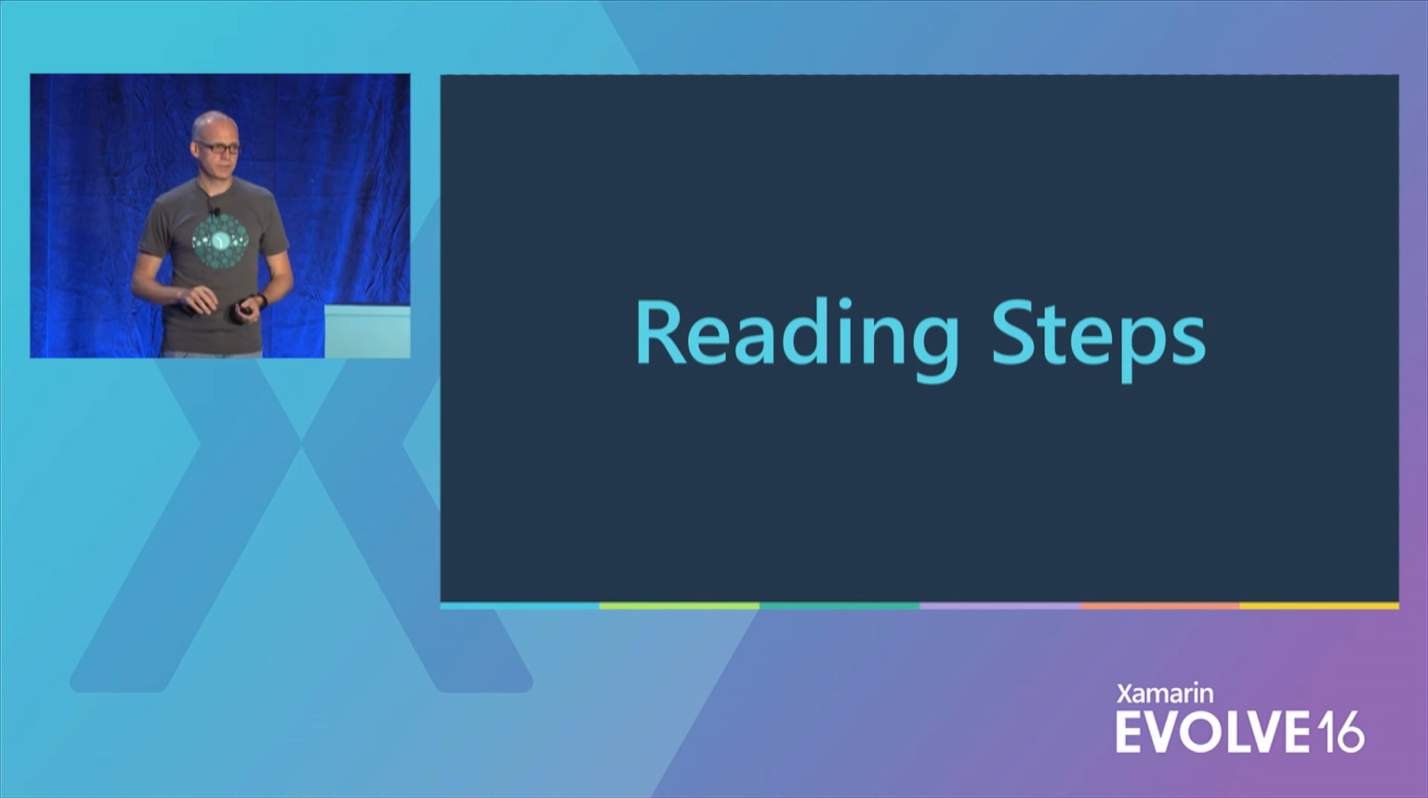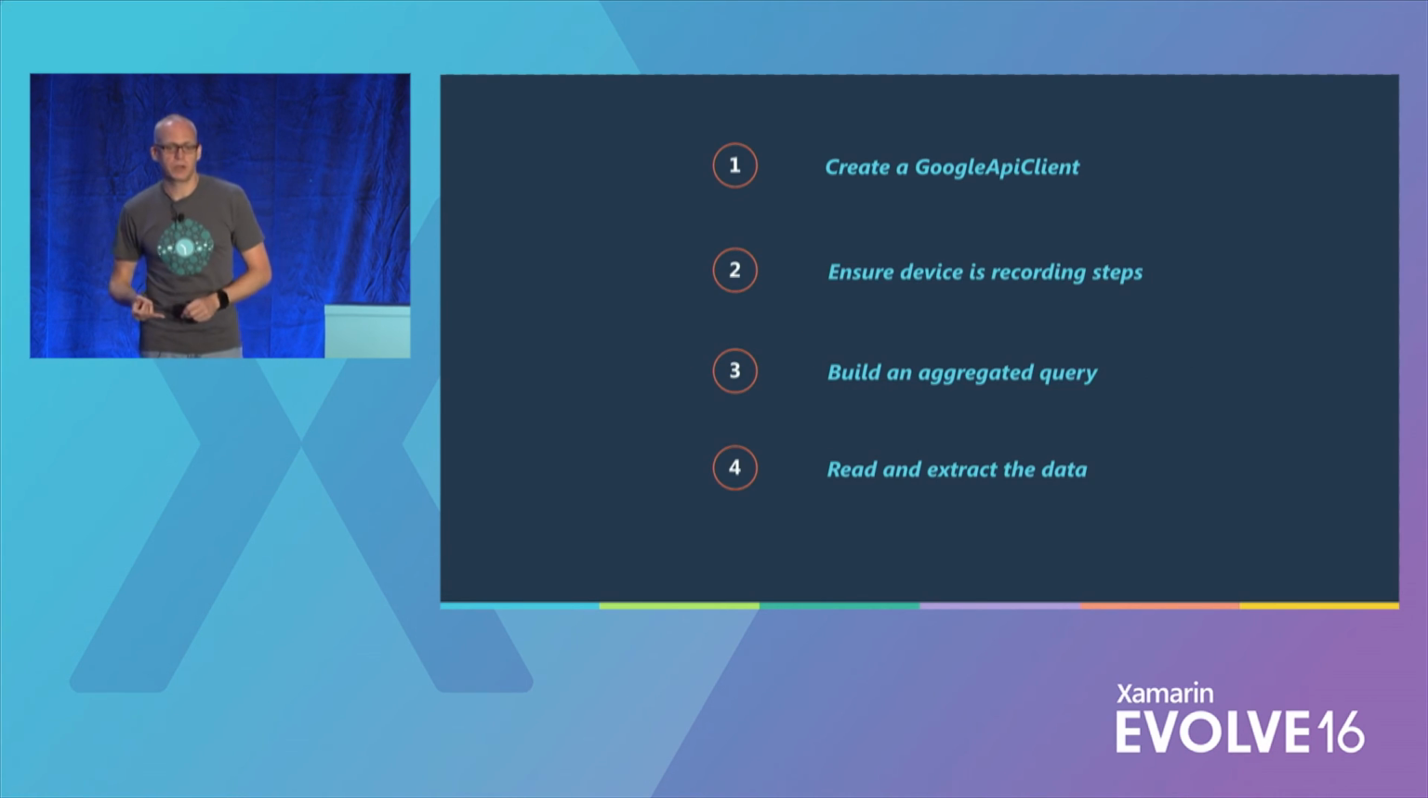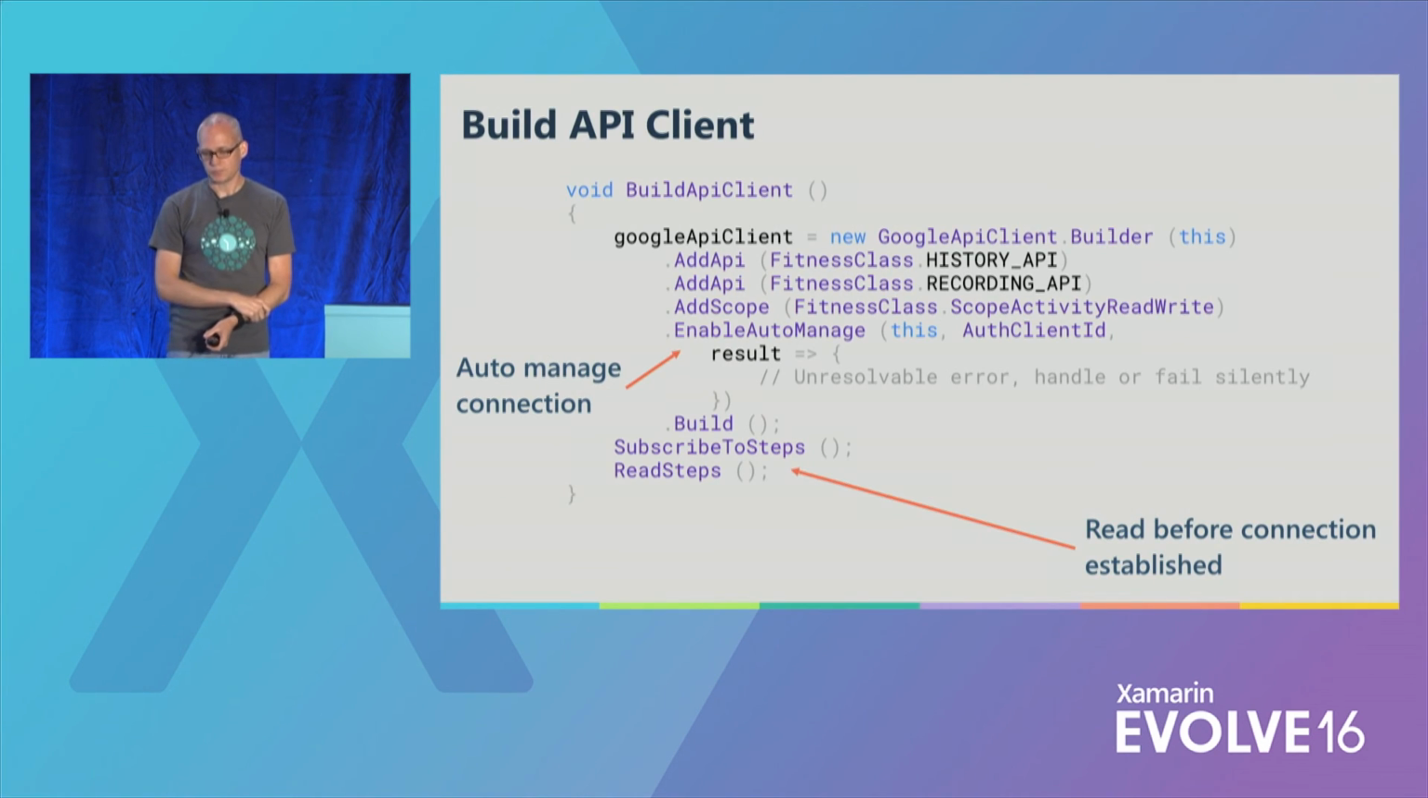steps from the system. There's a few steps to take. We've got to create a Google API client. We've got to make sure we're recording the steps. We're then going to build an aggregated query to pull it, and then we're going to read and extract the data. So there's 4 bits we need to take into account.